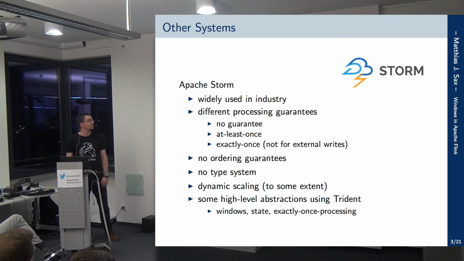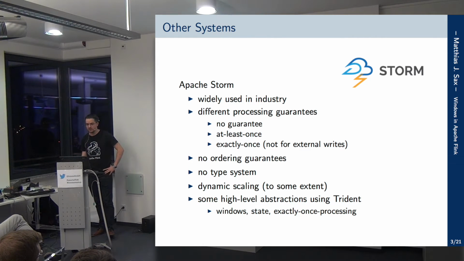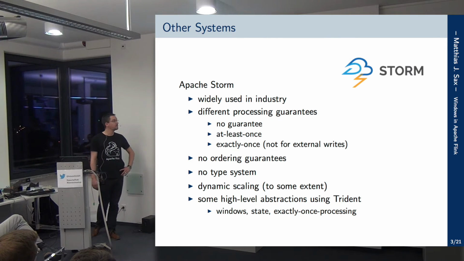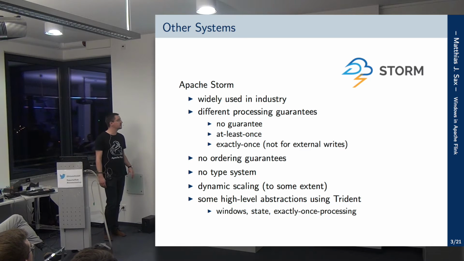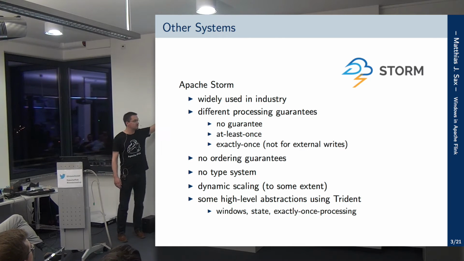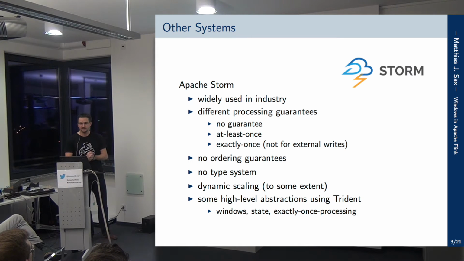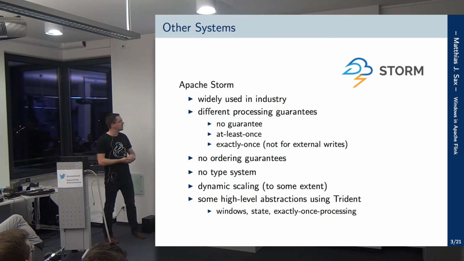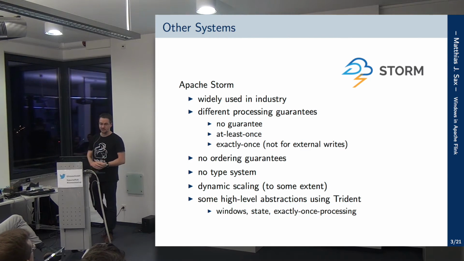First of all, I want to contrast a little bit with different systems that are also in the space next to Flink. So first of all, Storm, of course. I think it's the most widely used system in industry right now. It comes with different processing guarantees. So basically you can disable fault tolerance and you have no guarantee. Some people also call this at most once processing, but I don't think it's really a guarantee if you disable it. Anyway, then you can have at least once where you replay the stream in case of failure.